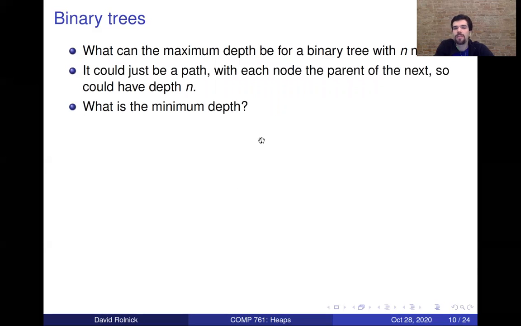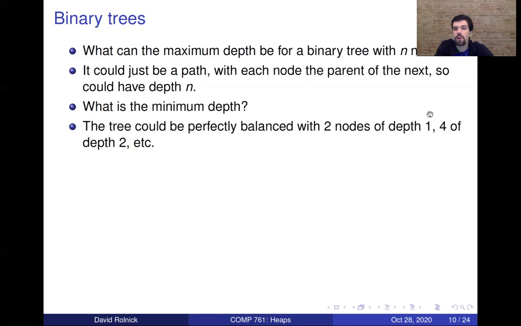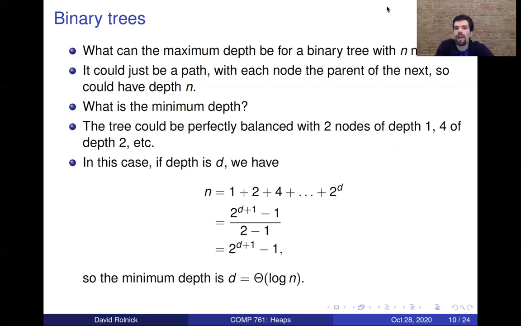What is the minimum depth? Order of log n. The tree can be perfectly balanced with 2 nodes of depth 1, 4 of depth 2, and so on. Let's just quickly work out why the depth is log n here. If the depth is d, we have the total number of nodes, the maximum number of nodes, being n is 1 plus 2, so 2 at depth 1, 4 at depth 2, all the way up to 2 to the d possible nodes at depth d.